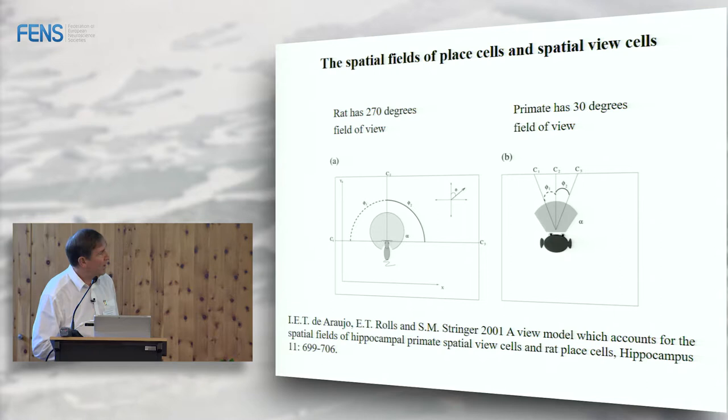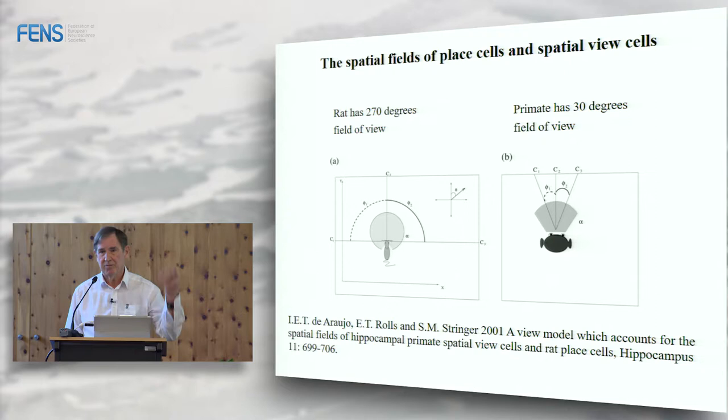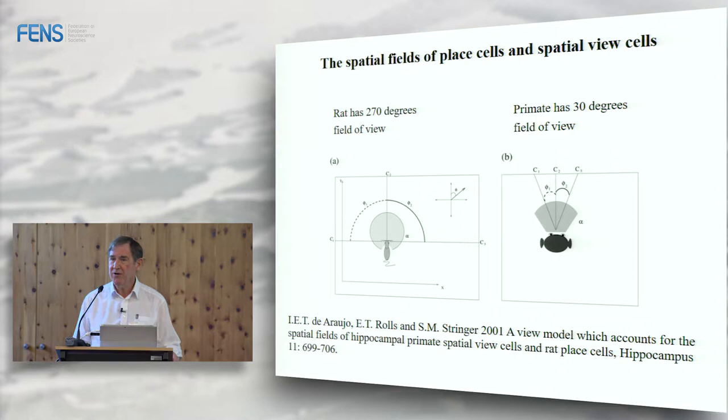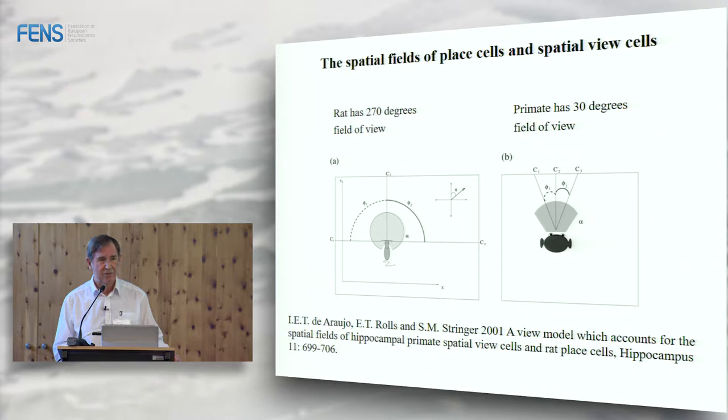A primate has a much smaller view field. The fovea probably would extend between 5 and 15 degrees. So the visual world of a primate is totally different. And we explore it not by running round and smelling, which is what rats do, but I can explore the world just by moving my eyes and head, okay?